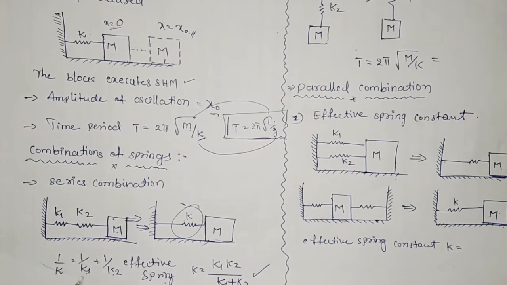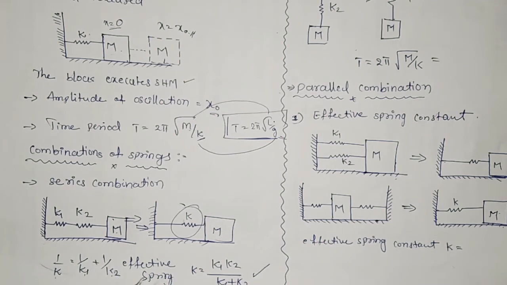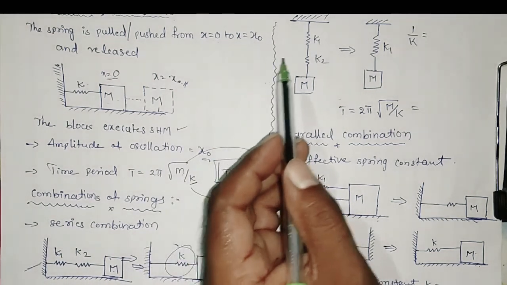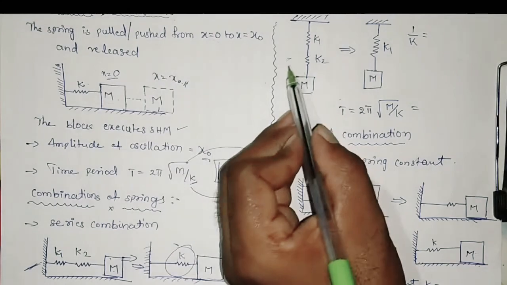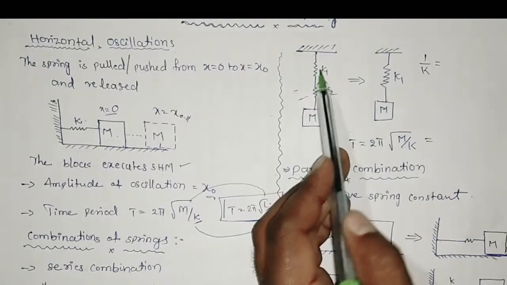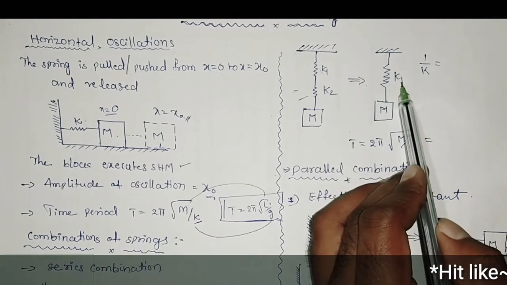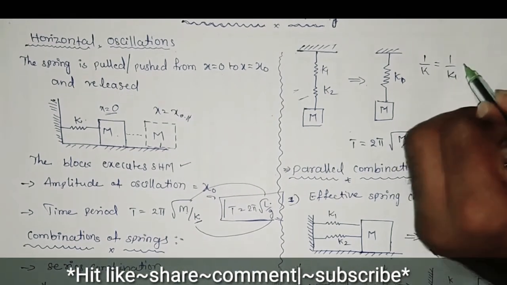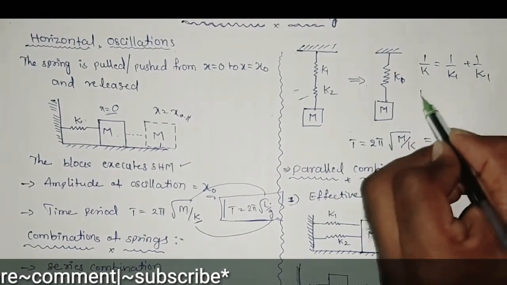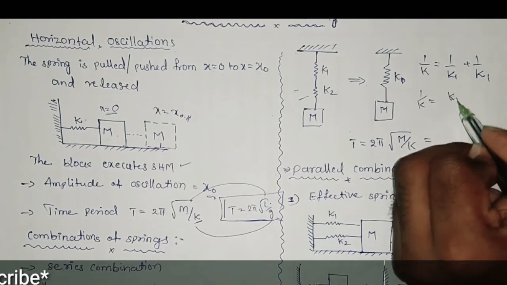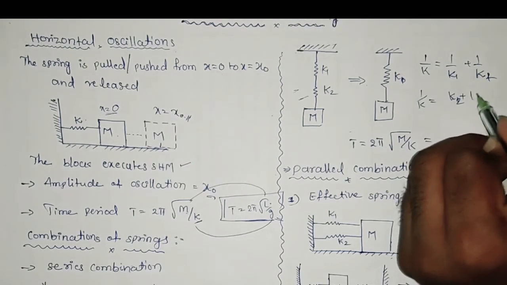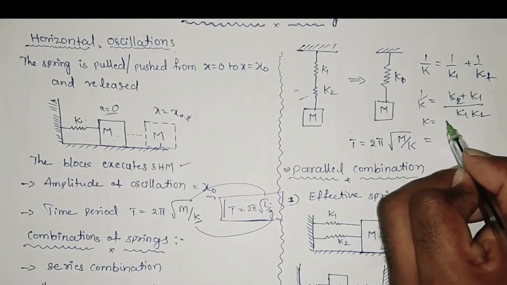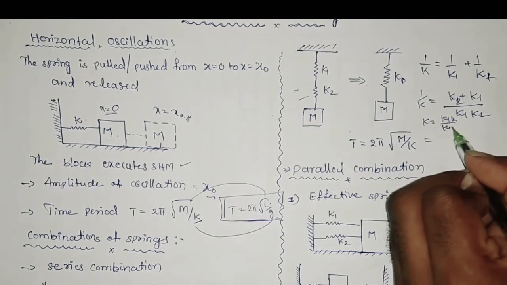1/k = 1/k1 + 1/k2 is the effective spring constant in series. In parallel, k = k1 + k2. This figure and this figure are both the same. k is the effective spring constant, 1/k = 1/k1 + 1/k2 = (k1 + k2)/(k1k2). You can simplify: k = k1k2/(k1 + k2).